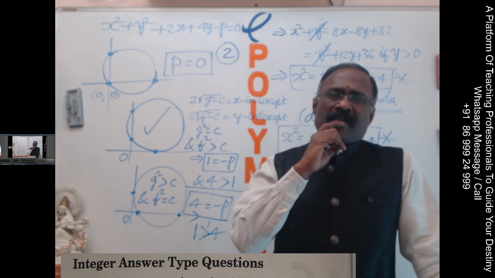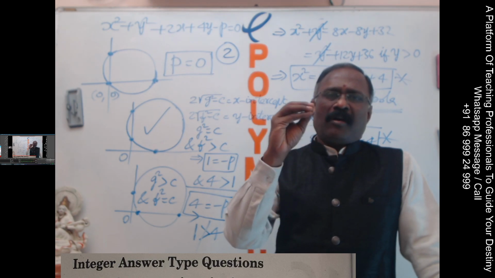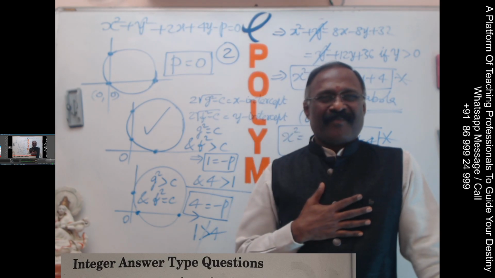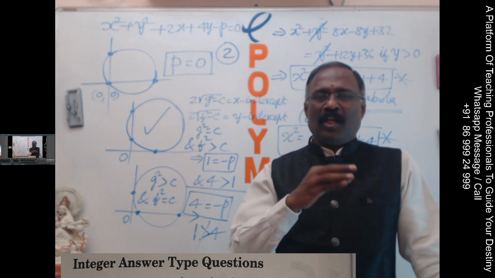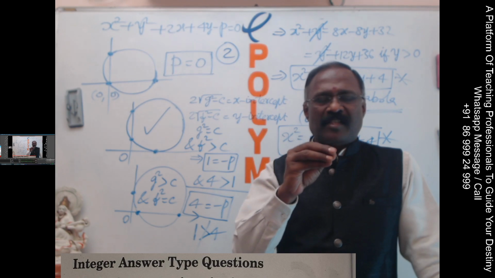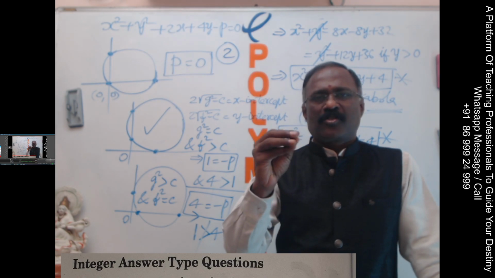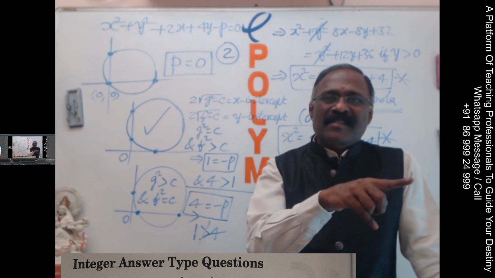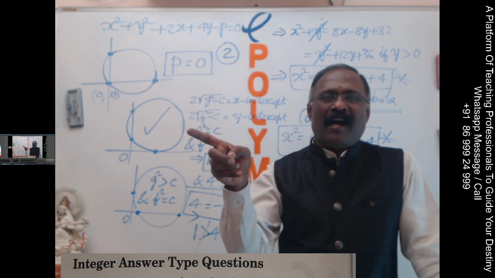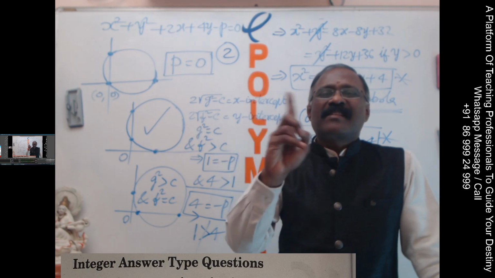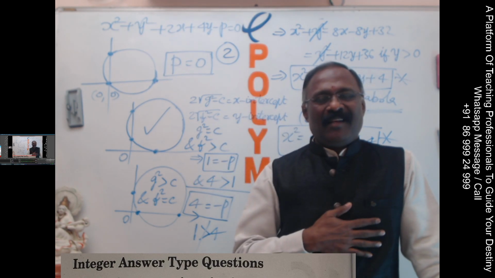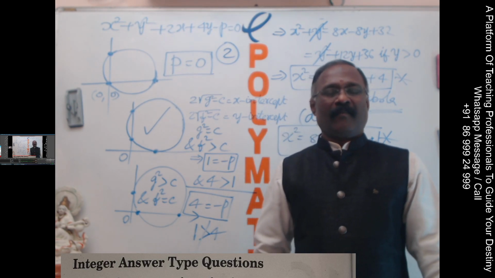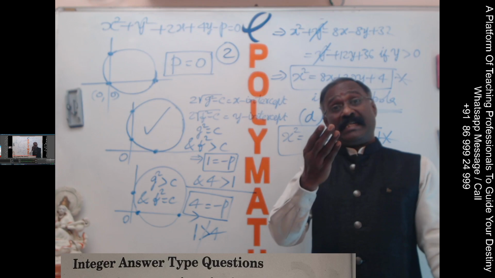What is the definition of director circle? The locus of the point of intersection of perpendicular tangents drawn to a curve. Here the parabola is also a curve. The locus of the point of intersection of perpendicular tangents drawn to the parabola. In a circle, ellipse and hyperbola, that is said to be the director circle. In a parabola, it is nothing but the directrix.